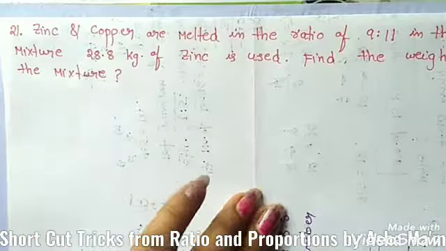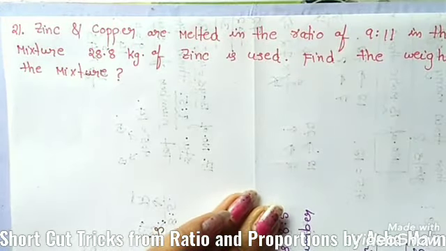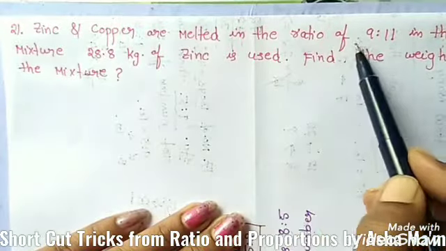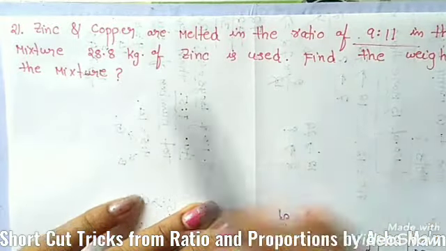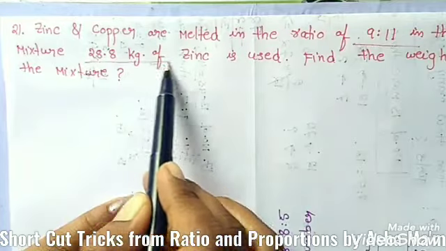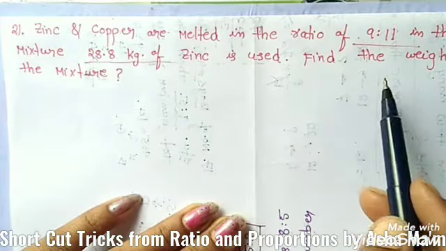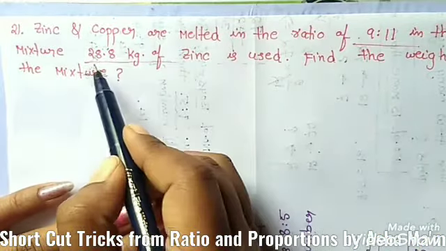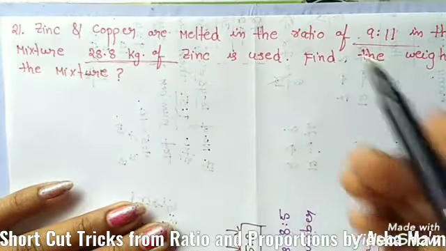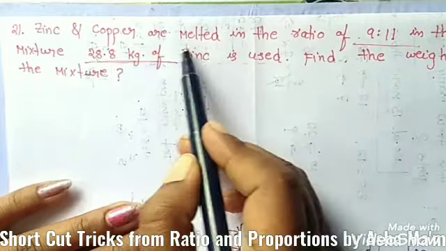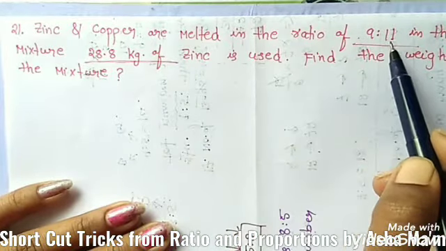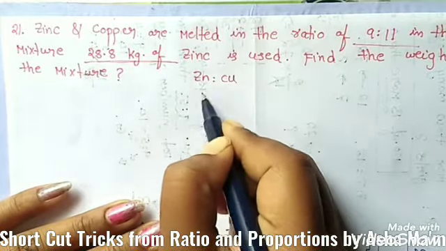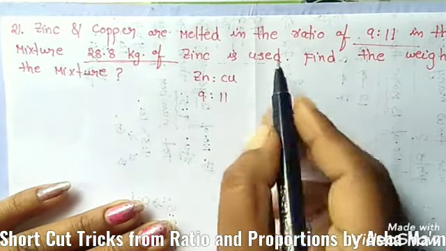Okay students, let us see the last question of today's session. Zinc and copper are melted in the ratio of 9:11. In this mixture, 28.8 kgs of zinc is used. Find the weight of the mixture. So zinc weight they have given already, 28.8. Then the zinc and copper are melted in the ratio of 9:11. So here zinc is to copper, they have given 9:11.